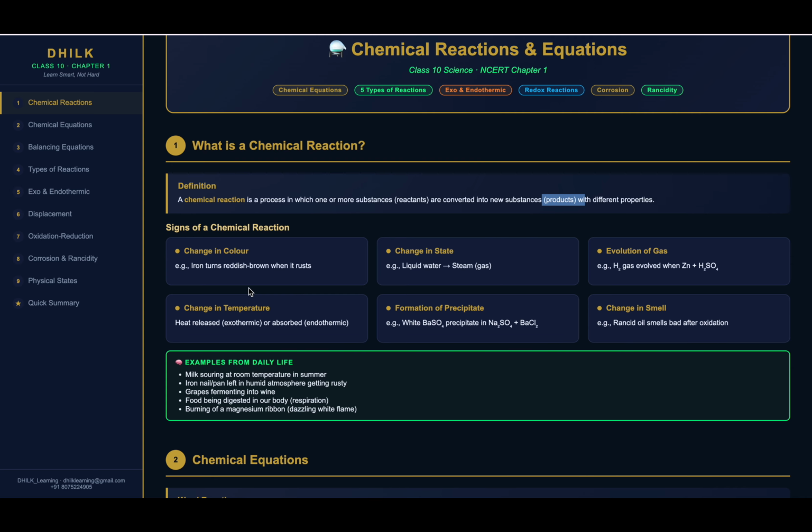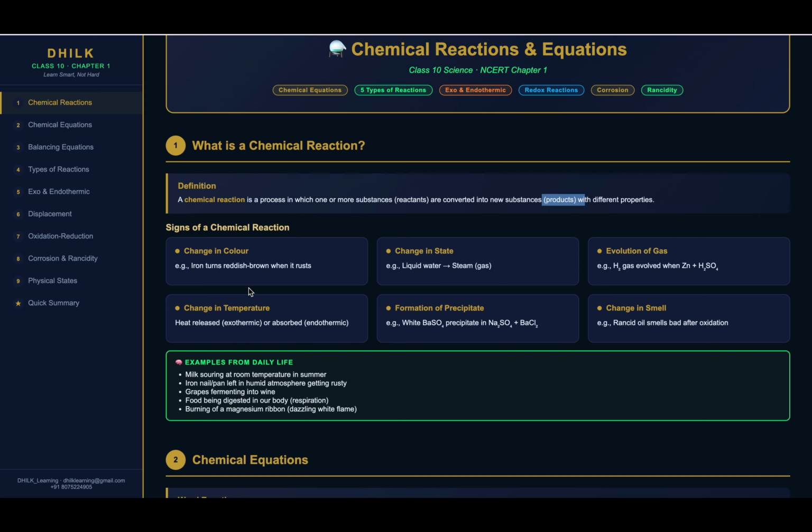Now the next question is: how do we know a reaction has taken place? There are some signs or indicators that tell us a reaction has happened. First one is a change in color. For example, when you burn a magnesium ribbon, you see a dazzling white flame, and the grey ribbon turns into white powder. The color has changed, so a reaction has happened. Like that, iron turns reddish brown when it rusts. There is a color change, so a reaction happened. Now the second indicator is evolution of gas. For example, when you add zinc to sulfuric acid, you see bubbles of hydrogen gas being released. That gas is a sign of chemical reaction.